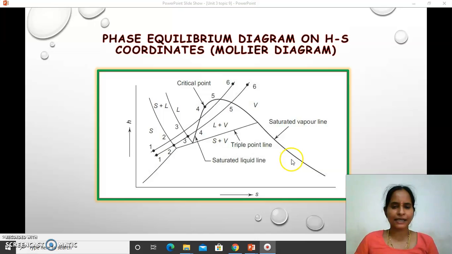So from the physical appearance of the plot itself, you can sense whether it is an HS, PV or TS diagram. Here you can see this is the triple point, the critical point, and this is the vapor zone above the critical point. Here on the left side, you can see the solid plus liquid region, and only the solid region. Below the triple point you have the solid and vapor region. So here you can see the superheated steam. Till point 5 it is dry saturated. Above that, if it is heated, from 5 to 6 at various pressures, these are all isobars. So this is meant for the superheated region.